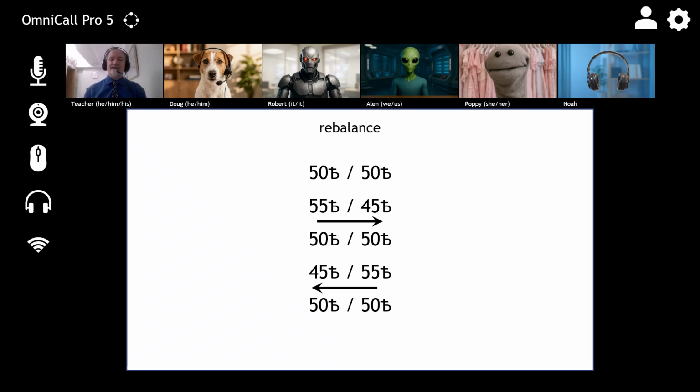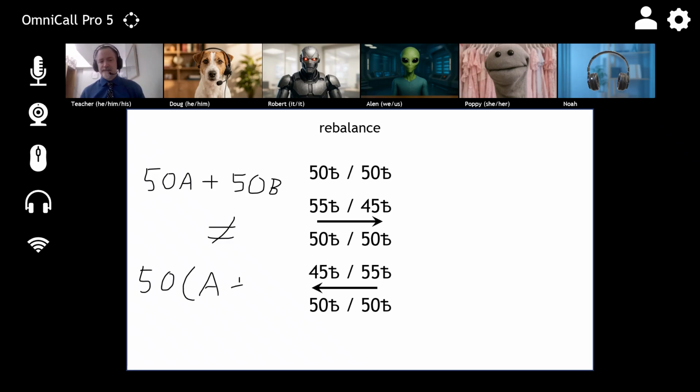That's the magic of the rebalancing function. It's not distributive. 100 into A and 100 into B is not the same as 100 into A and B. So if we're splitting our money up, if we do it without rebalancing, 50 into A and 50 into B is not the same as 50 into A and B.